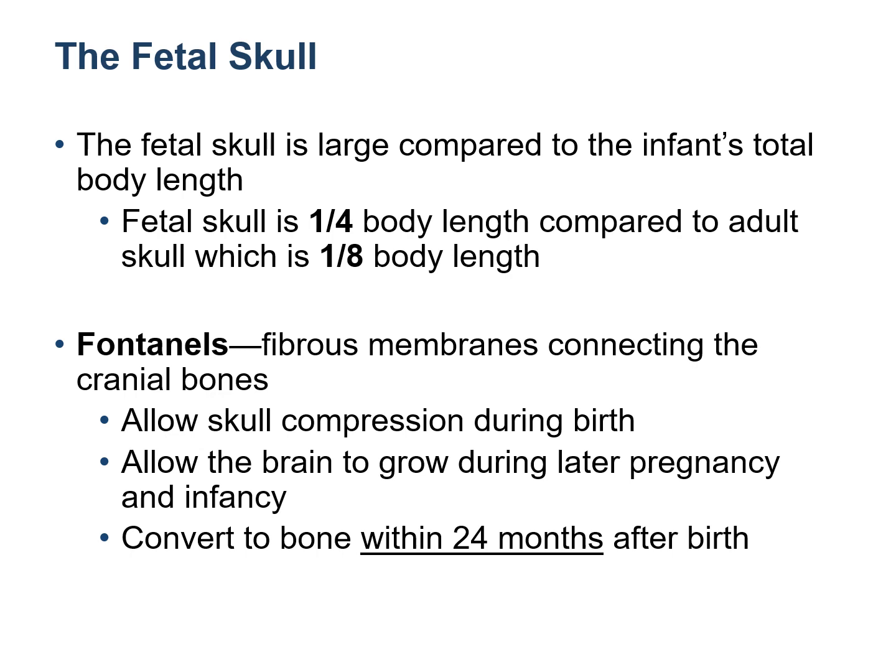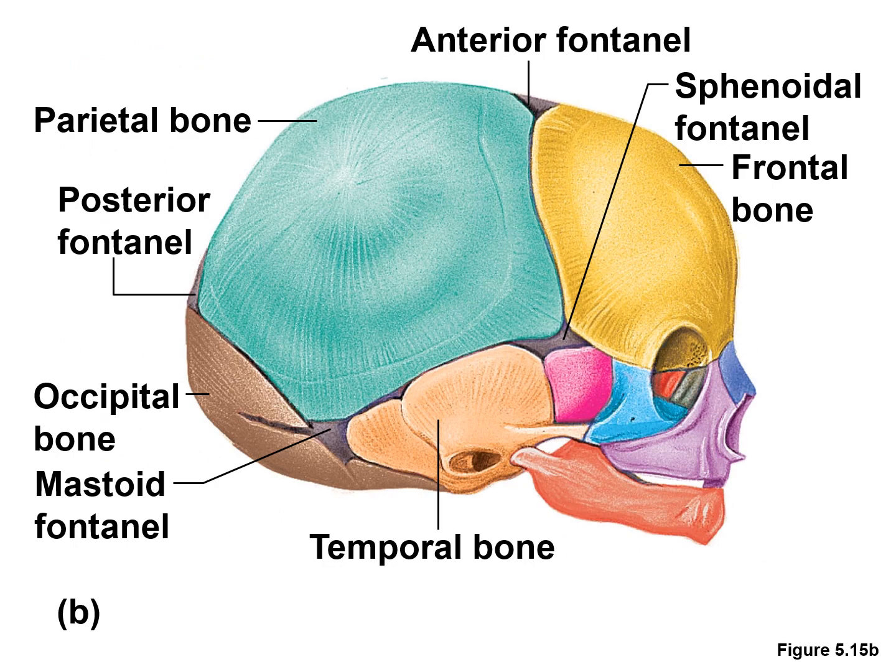Also, another difference is the presence of fontanelles, which are fibrous membranes that connect the cranial bones. The fontanelles have 2 functions. First, they allow the skull to get compressed during childbirth. If not, the skull would get crushed. And the second function is these fontanelles allow the brain to grow in size during the final stages of pregnancy and also in early infancy. By the time the baby is 2 years old, all the fontanelles are ossified into bone. This figure shows you the anterior, posterior, mastoid and sphenoidal fontanelles in the fetal skull.